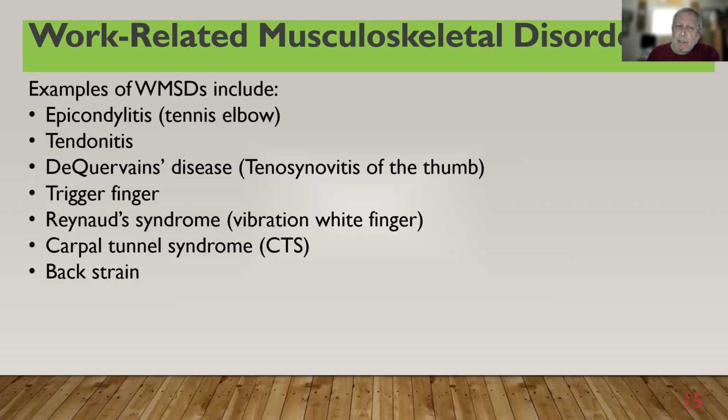Examples of work-related musculoskeletal diseases include epicondylitis, which is sometimes called tennis elbow, tendinitis, de Quervain's disease, which is tenosynovitis of the thumb, trigger finger, Raynaud syndrome, vibration white finger, carpal tunnel syndrome, we've all heard of that, I'm sure, and back strain. I'm sure we've all heard of that, and probably some of us have had it.